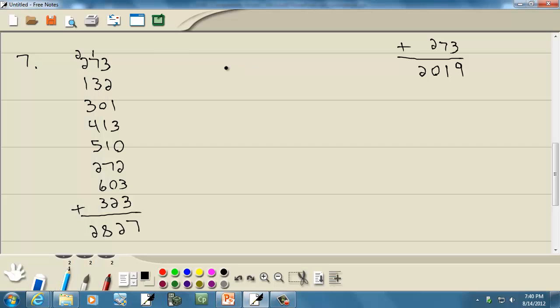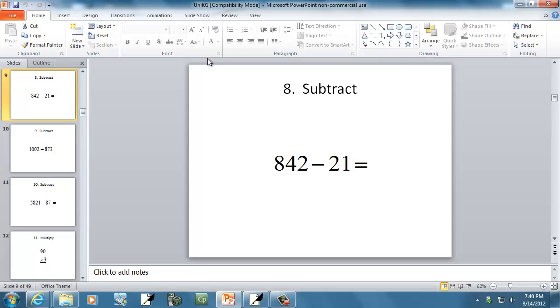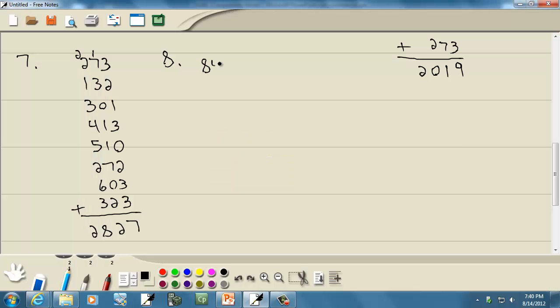Now, next thing we're going to look at is subtraction. So I got 842 minus 21. Now again, we put the larger number on top and the smaller one down here, but we want to line up the rightmost digits. And you subtract them. 2 minus 1 gives us 1. 4 minus 2 is 2, and then 8 just carries down, because 8 minus nothing is 8. So that'd be our answer.